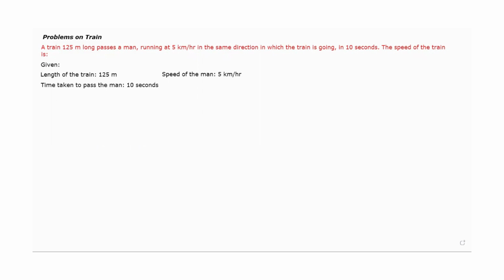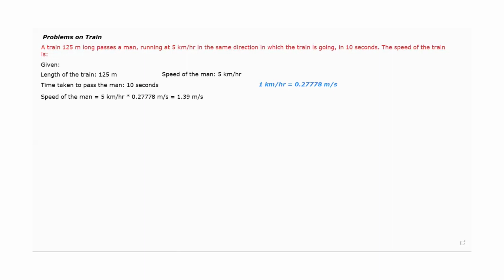First, we need to convert the speed of the man from kilometers per hour to meters per second, since the time given is in seconds. To convert from kilometers per hour to meters per second, we use the conversion factor 1 kilometer per hour equals 0.27778 meters per second. Speed of the man equals 5 kilometers per hour times 0.27778 meters per second equals 1.39 meters per second.